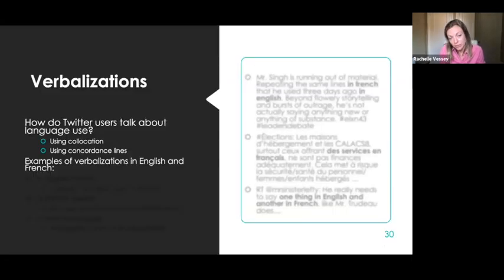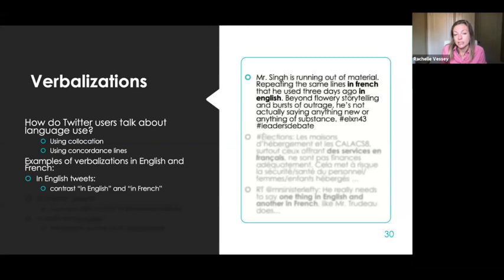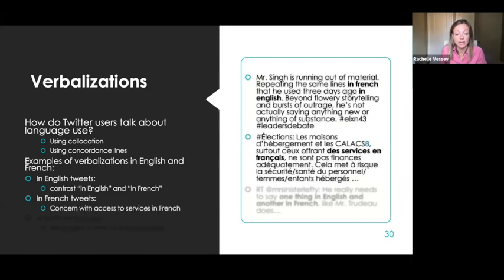Okay, so to go back to verbalizations, the other way of looking at verbalizations is not just to see which languages are talked about, but how Twitter users talk about language. So here it's using collocation and concordance lines. And there are different examples of verbalizations in English and French. But again, there's only access to these if you can start to acknowledge that any identification of similarities or parallels or differences between English and French findings will depend on our ability to find them in the data. And if we rely purely on a frequency-based approach, we can lose sight of things that would normally be of lower frequency because of the nature of the data makeup.